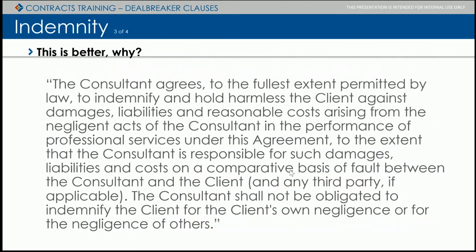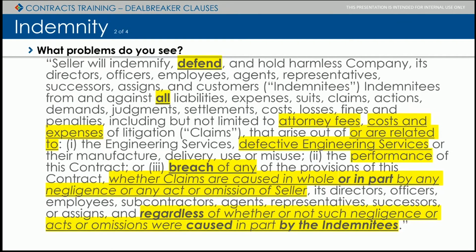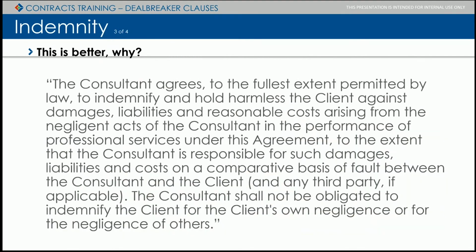And again, the bottom portion of that, regardless of whether those acts or omissions were caused by the indemnitees, which are the folks that we're indemnifying. So that's an example of an indemnity clause that's awful. Okay. So this is better. All right. And this is something that you can take and use and compare.